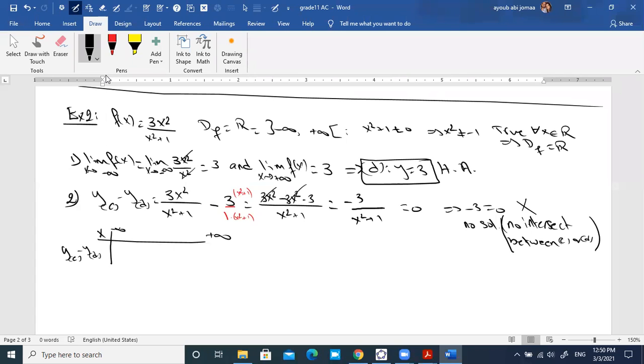Why did I put no solution here? Okay. Here 0 over 1, use the cross product: negative 3 times 1, and 0 times x squared plus 1 is 0. Here we got negative 3 equals 0. Is it possible that negative 3 equals 0? No. So no solution.